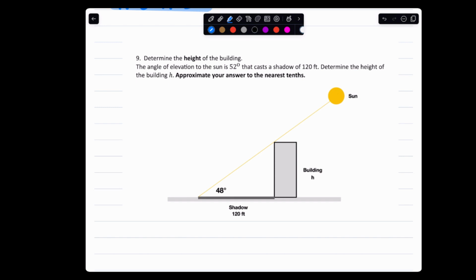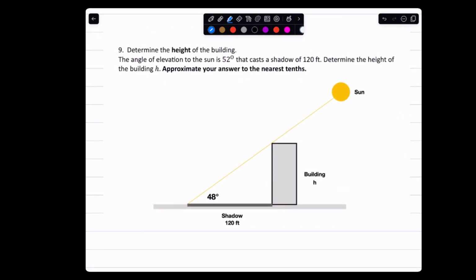So if you read this here, it says determine the angle of elevation to the sun. Oh, the angle of elevation to the sun is, I think I already found a typo. They found a typo. I'm going to have to correct this. It's 48 degrees. All right, found a typo. I'm going to correct it.